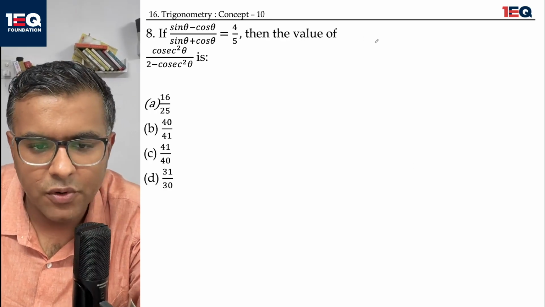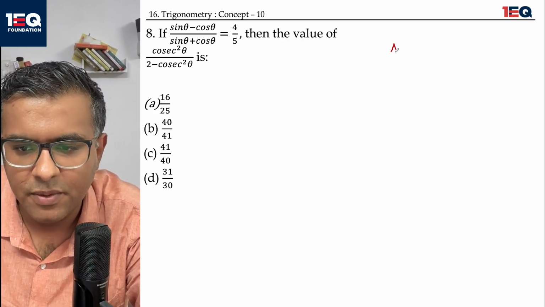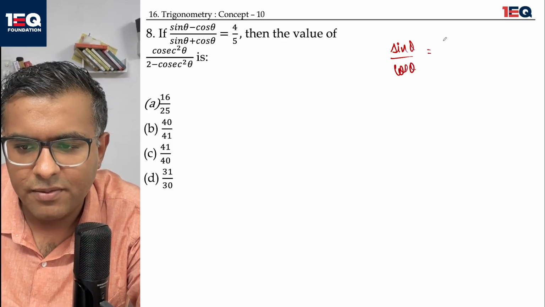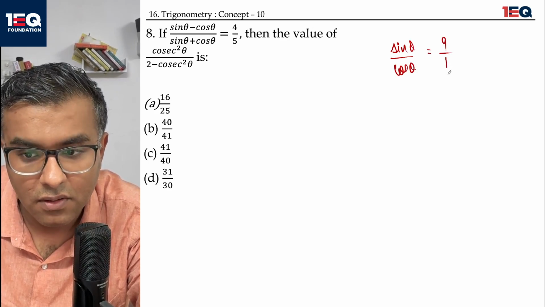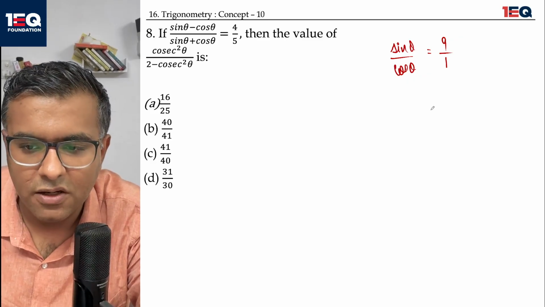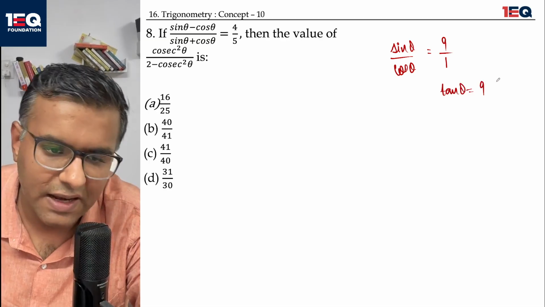Same thing using componendo and dividendo. I would first do a reciprocal of this because it will be beneficial for me. I would write sine theta over cos theta. 5 plus 4 is 9. 5 minus 4 is 1. So sine over cos is 9. That means tan theta is 9.